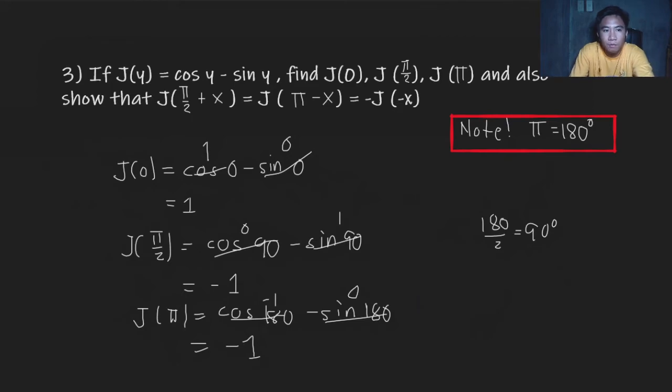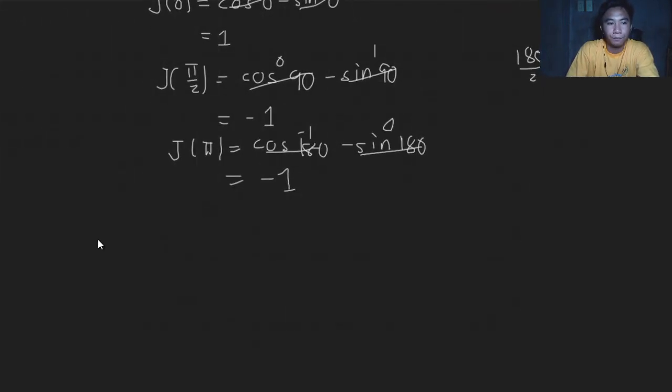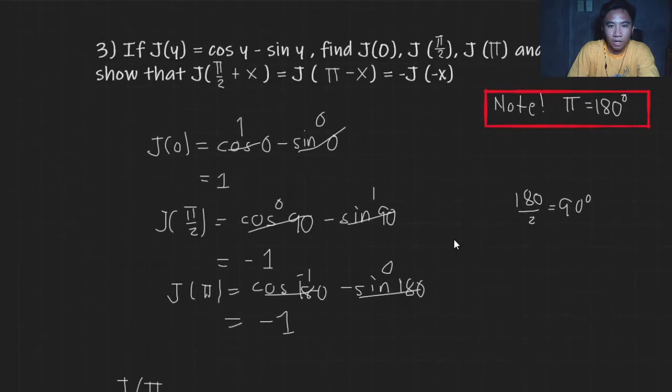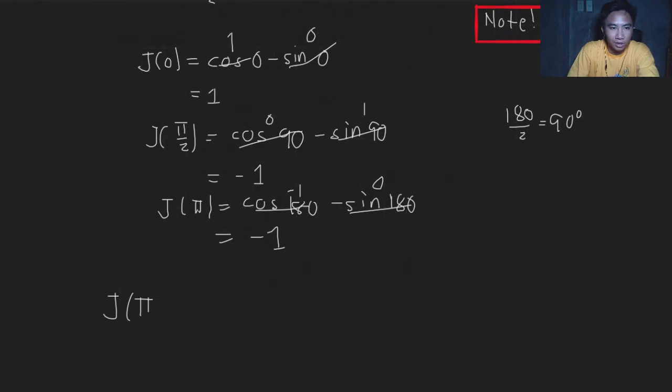Ito naman, i-prove natin. So, j of pi over 2 plus x is equal sa j of pi minus x, and so on. So, let's go. So, j of pi plus pi over 2 plus x.